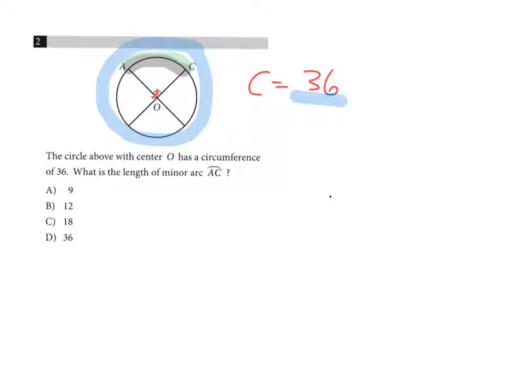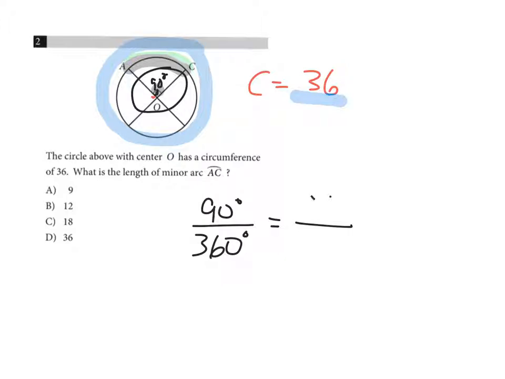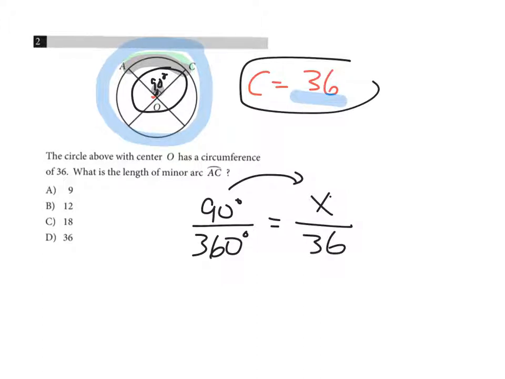This arc is intercepted by this right angle. So that right angle is 90 degrees of the 360 degrees in a circle. So I'm going to set up a proportion. 90 degrees is to 360. I want to know the length of the arc that's 90 degrees if the circumference, the distance around, is 36.